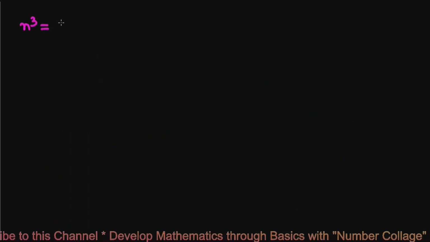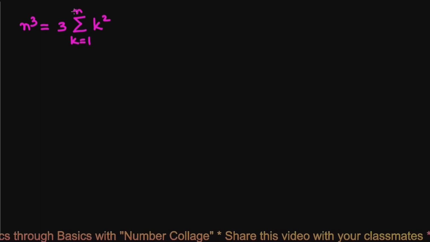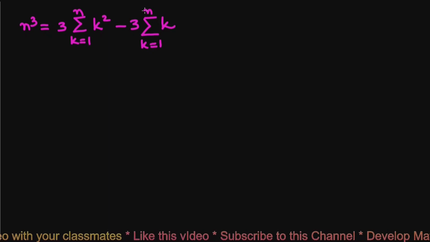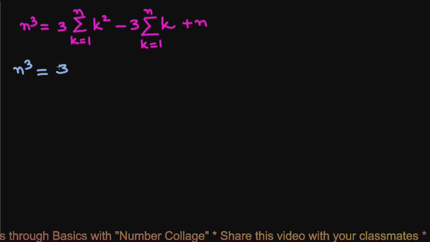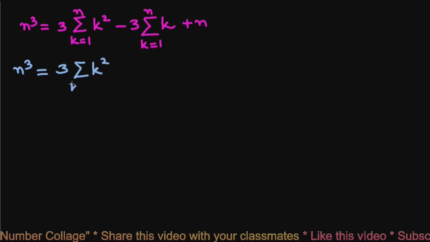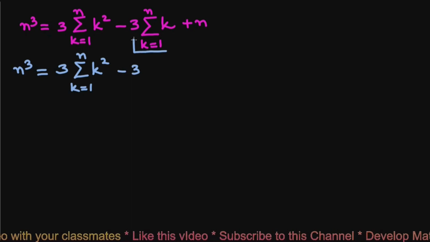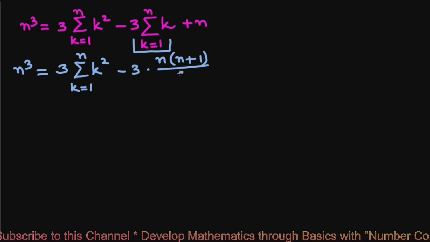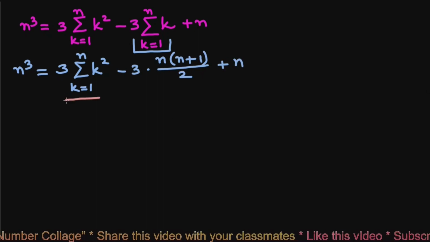Now we have got n cube equals 3 summation k square, where k goes from 1 to n, minus 3 summation k, where k goes from 1 to n, plus n. This we write as n cube equals 3 summation k square, k runs from 1 to n, minus 3. Now this summation we have found out as n into n plus 1 upon 2 plus this n. Now we will find the value of this summation.